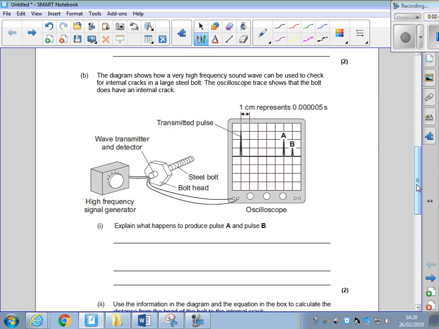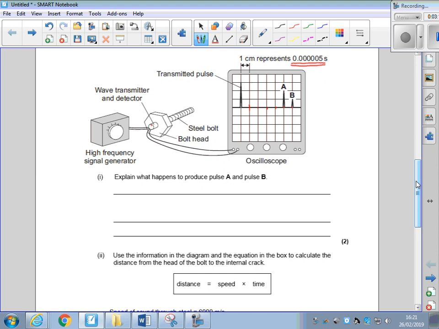Okay, and then we've got this strange arrangement where they've got a high frequency signal generator attached to this steel bolt, and they're using high frequency sound, so ultrasound, to look for internal cracks in a large steel bolt. We've got this trace, and again 1 centimeter represents a very small amount of time. They produced a pulse, and we've got a couple of pulses back again. So it's asking why have we got 2 pulses? Explain what happens to produce pulse A and B.